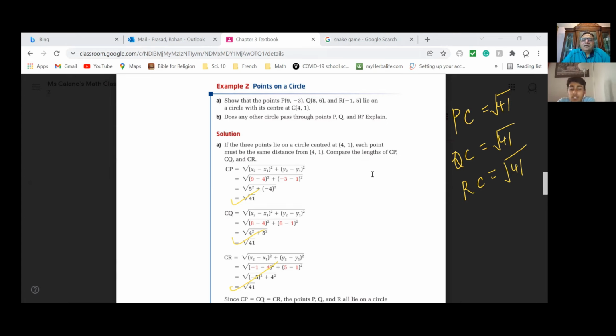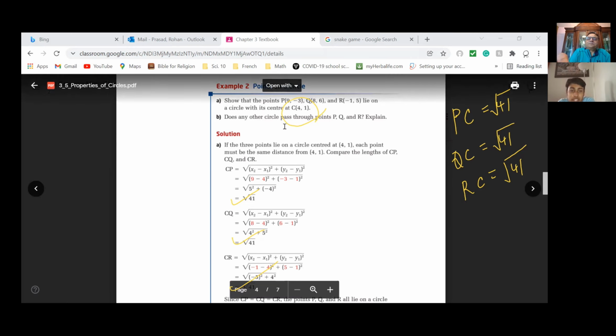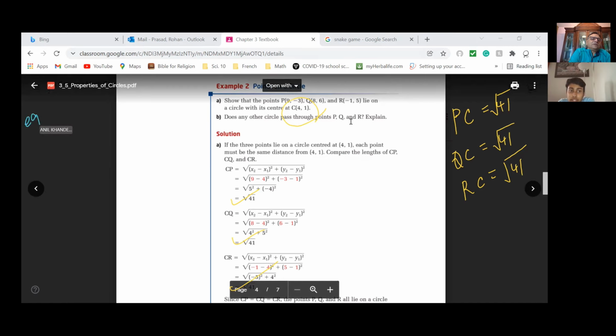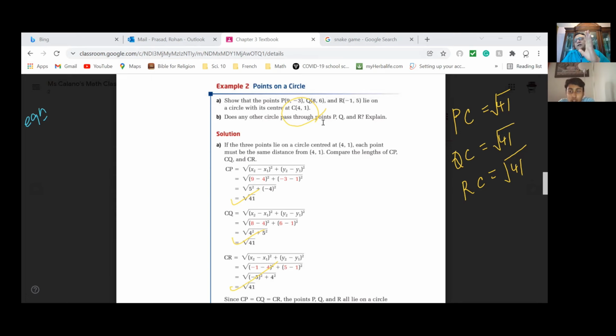Yes. Now, tell me, if this is the center and that is the radius, what is the equation of the circle? So does any other circle pass through points P, Q, R, sir? No, no. A circle is uniquely defined by 3 points. That's a very good thing which you brought up. So the circle is unique if we have identified 3 points on it. Okay. Tell me the equation of the circle.